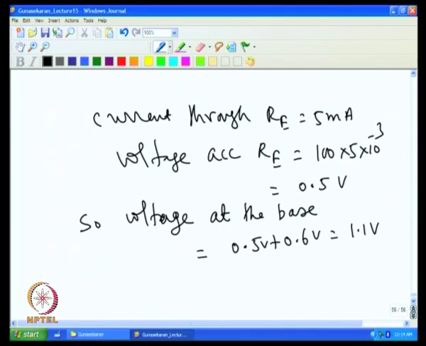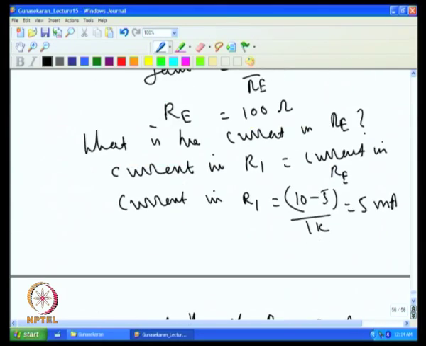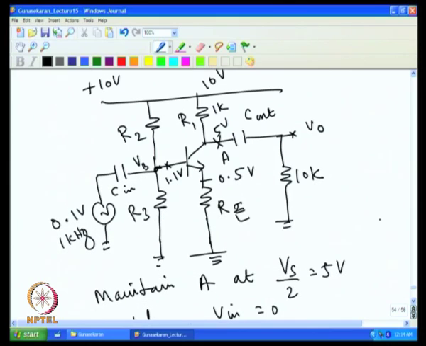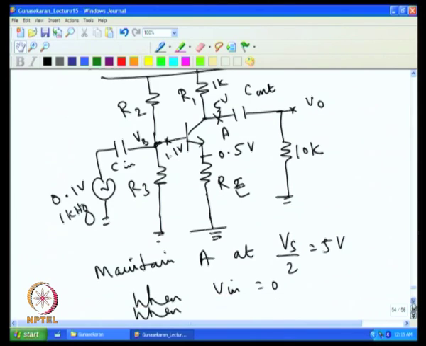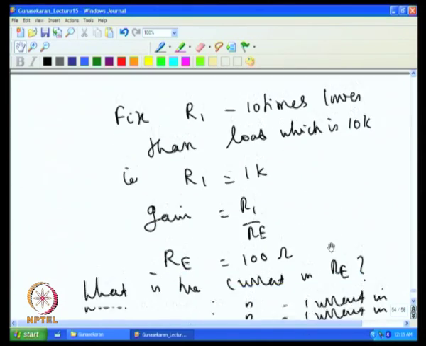Then we also have to find out what the base current will be, because we had now fixed R1 and RE. So, we know the voltage at the base. Now I should know the base current, because our idea is that the current flowing through this must be much more than the base current, to neglect the effect of the base current. Otherwise, we would have to calculate iteratively, which is not required. We know the current through this is 5 milliampere. If 5 milliampere is the emitter current, then the base current will be 5 milliampere divided by HFE. I take 100 as HFE for the transistor.